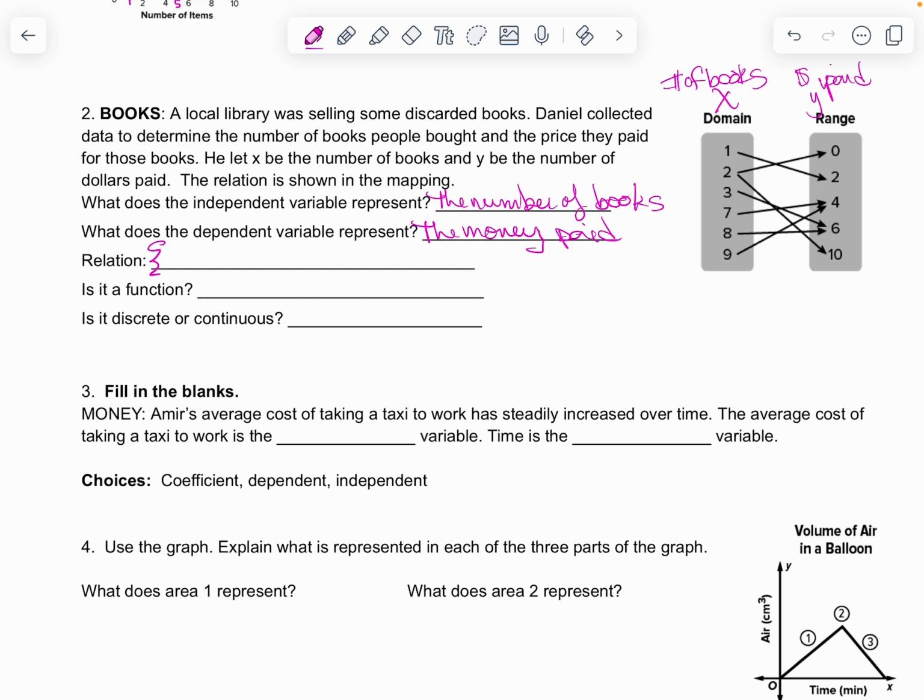Relation. So I write it as ordered pairs. So 1, 2, 2, 0, 2, 10, 3, 6, 7, 4, 8, 6, 9, 4.